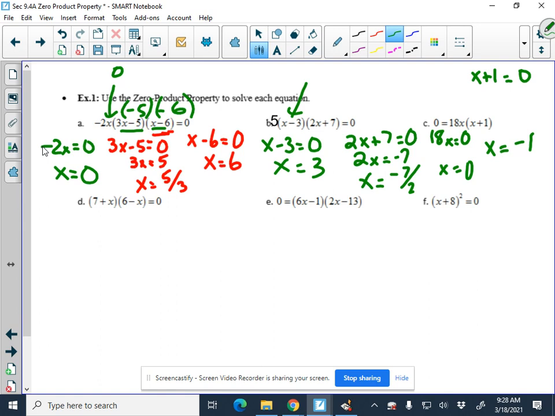Or D. 7 plus x. Set that one equal to 0. 6 minus x. Set that one equal to 0. Then solve them. Figure out what x has to be to make those 0. It's 2 different equations. We did a little bit of this yesterday where we set things equal and solved.